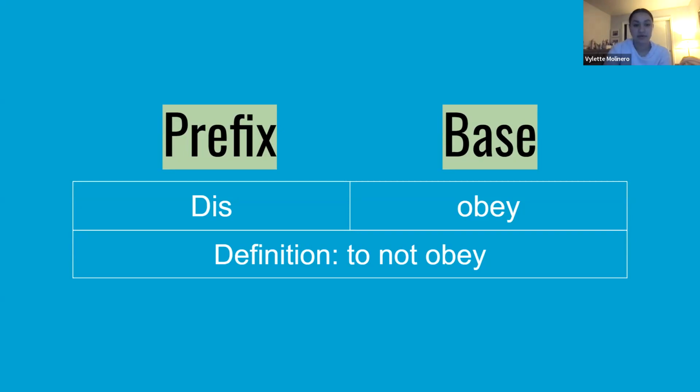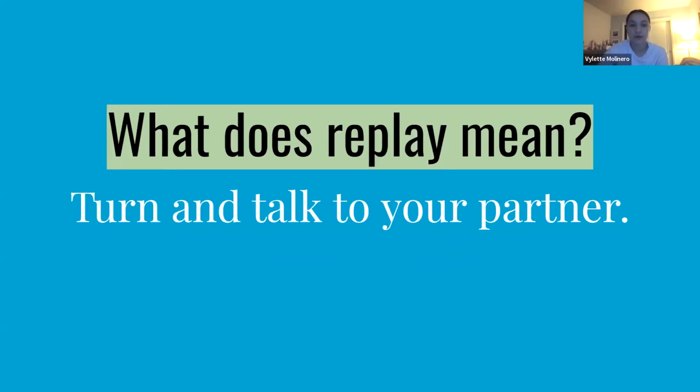So in this example, we have the word disobey. Our prefix is dis and our base word is obey. Together, it is to not obey. What does replay mean? Turn and talk to your partner for 30 seconds and we will discuss. Think about the root word play and the prefix re separately and combine them and see what you can come up with.